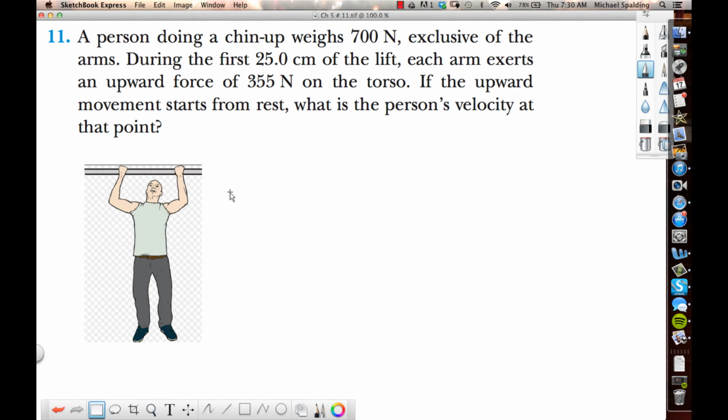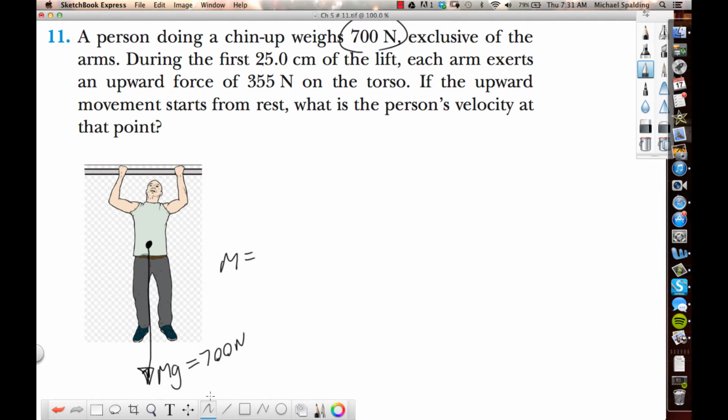Okay, so we got this 700 Newton guy. So I'm gonna put the forces on here. So look, boom, down: his weight, mg, is 700 newtons. That's not his mass, but by the way, we will need his mass. How do we figure out the mass of this guy?